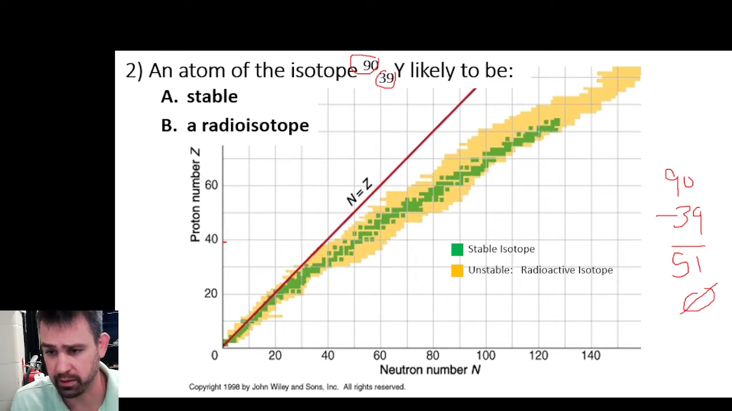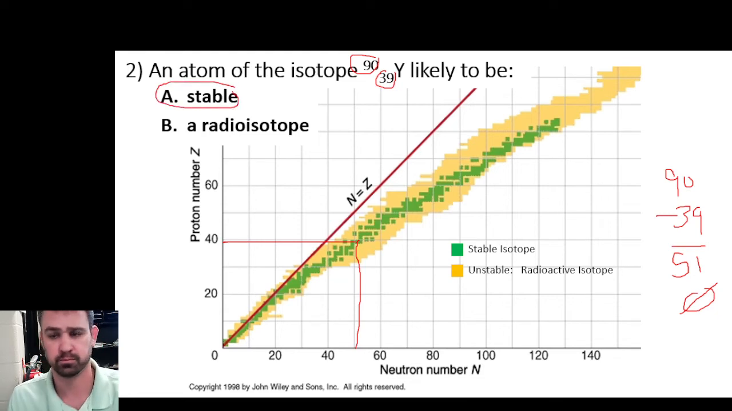Why did I need to do that? Well, I need to come over here. 51 neutrons falls about right here. So when I grid this up, I fall right in the middle of that green. So this is going to be stable.